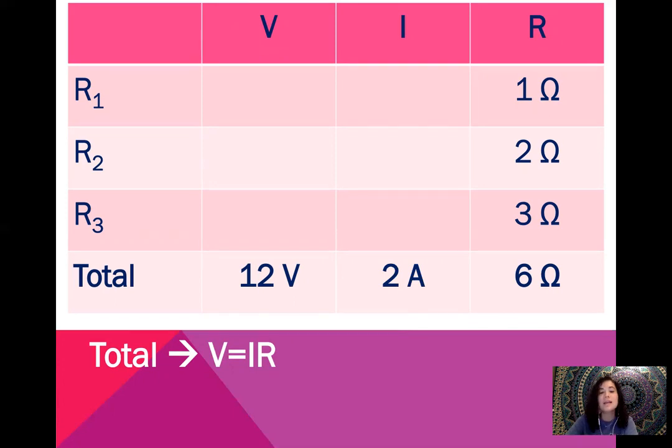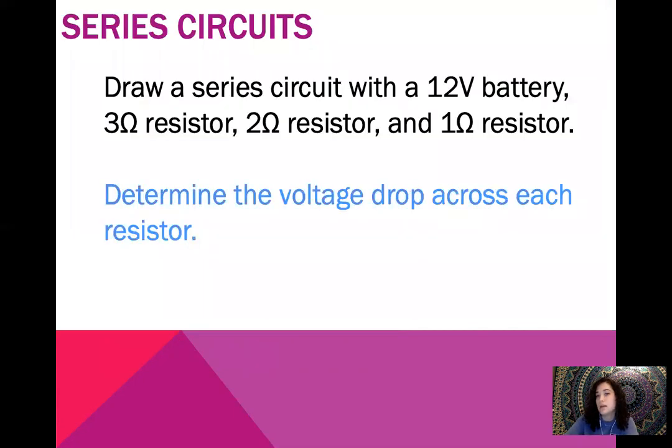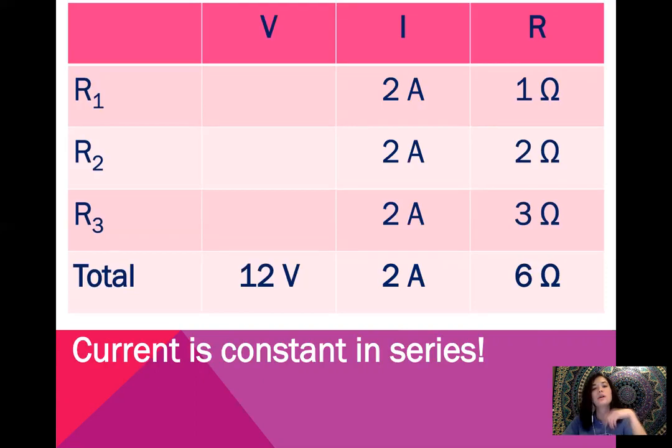Now, we need to next figure out the voltage drop across each resistor. So remember, the voltage for the entire circuit adds up and will equal 12. But we need to figure out the current first to be able to figure out the voltage. And current in a series resistor is constant. So if it's 2 amps for the total, we've got 2 amps running through each of our resistors.